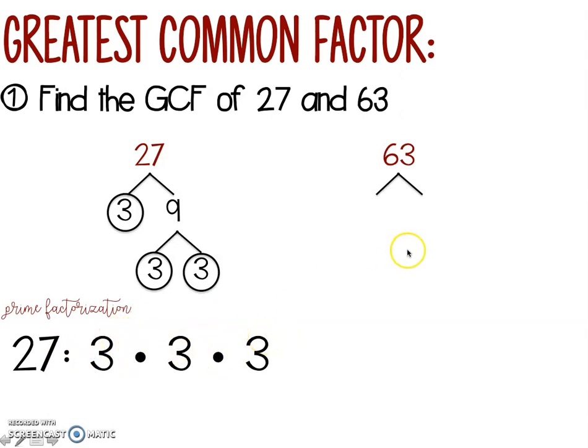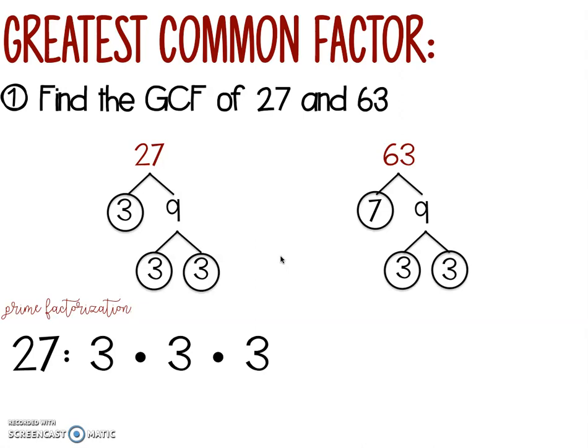Now, we're going to come over here and do the exact same thing for 63. What can we multiply together to give us 63? Well, we can multiply 9 times 7. We have to ask ourselves, is either one of those prime? 7 is a prime number, so I'm going to circle it. 9 is not, so we're going to break it down further. What can we multiply together to give us 9? Well, we did that right here. We can multiply together 3 times 3, and they're both prime, so I circled both of them.